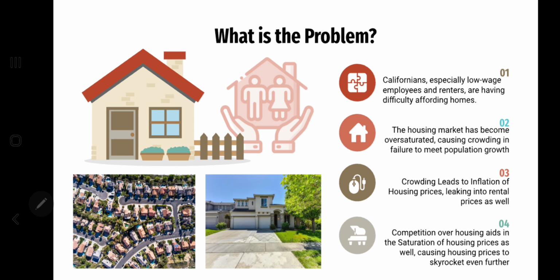What is the problem? Californians, especially low-wage employees and renters, are having difficulty affording homes. The housing market has become oversaturated, causing crowding and failure to meet population growth. Crowding leads to inflation of housing prices, leaking into rental prices as well. Competition over housing aids in the saturation of housing prices as well, causing housing prices to skyrocket even further.